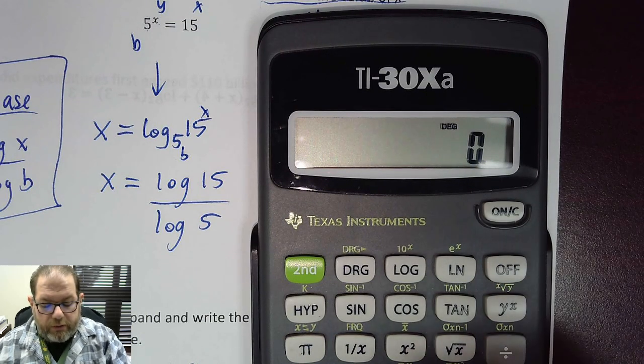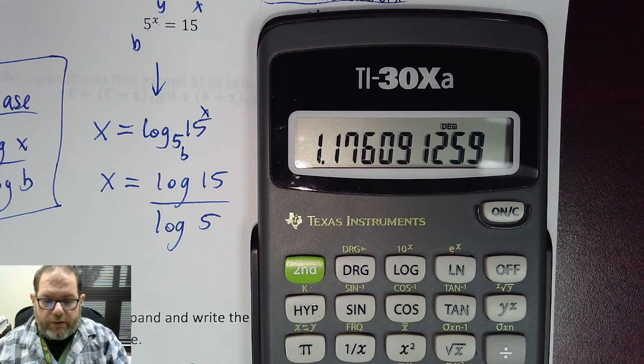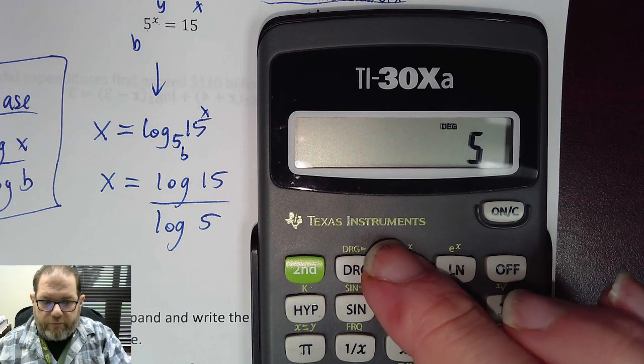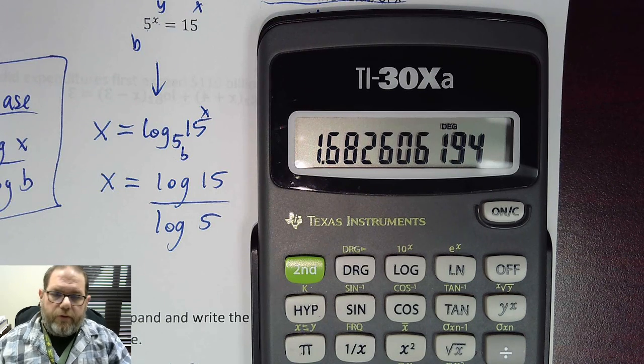So we'll take log of 15. Now in this calculator I have to press the 15, and then the log button. Then I'll hit divide, and then the log of 5, so I press 5 log, and then equals, and there's our result, 1.683, let's say.